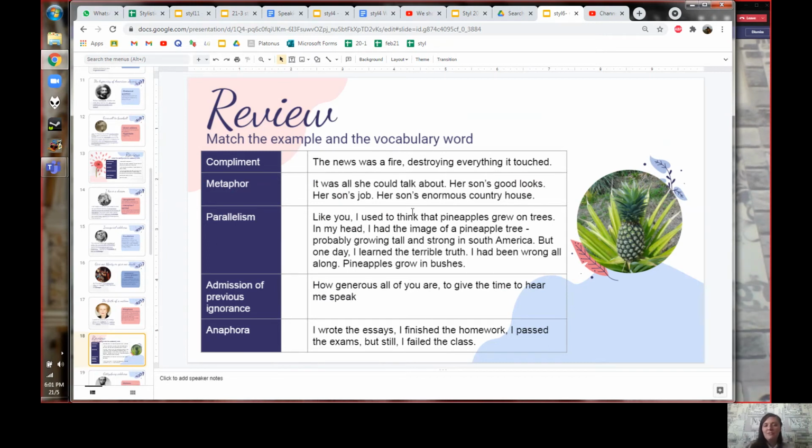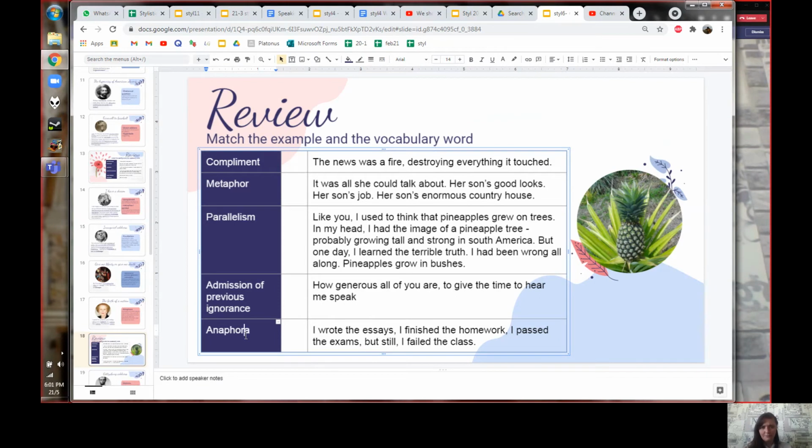Right, the news was a fire. That's a metaphor. Her son's good looks, her son's job, her son's enormous country house. That's anaphora. Her son, her son, her son. Like you, I used to think pineapples grew on trees. That's admitting your previous ignorance, and let me show you how I changed my mind. How generous you are to hear me speak. That's a compliment. You're generous. And the last one, I wrote the essays, I finished the homework, I passed the exams, but still I failed the class. That's parallelism.